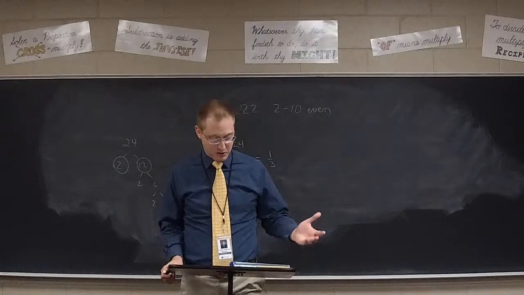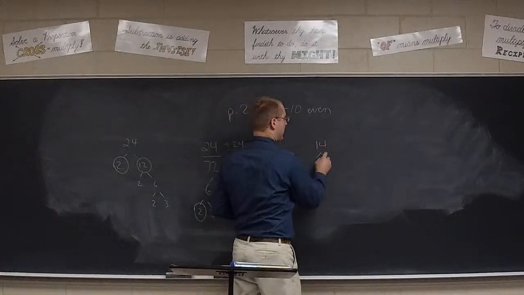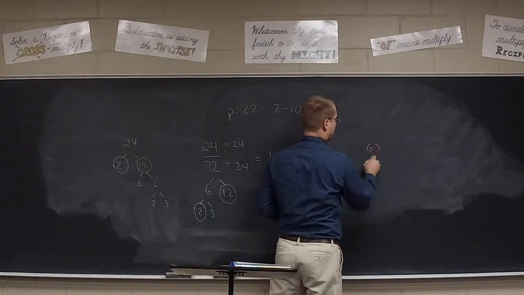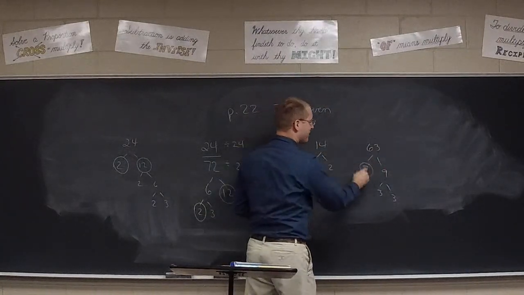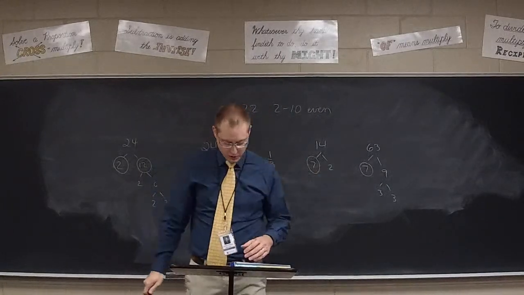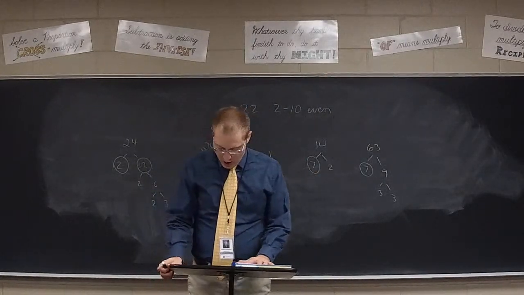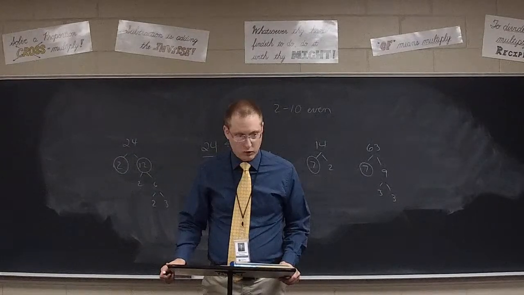They're both in the 7 times tables. And again, if you were to factor, you've got 7 times 2 with 63, you've got 7 times 9, which is 3 and 3. Well, they share the 7, but nothing else. So 7 is your greatest common factor. Are there any questions on the greatest common factor?